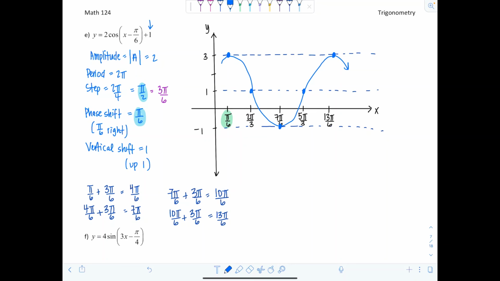Don't forget your arrows. All right, domain. No surprise, it's all real numbers. What about the range? It lives between -1 and +3. All right, very good, very good. Last one.